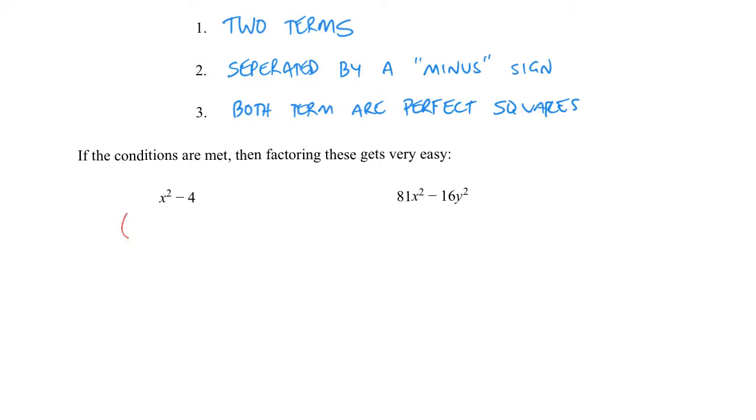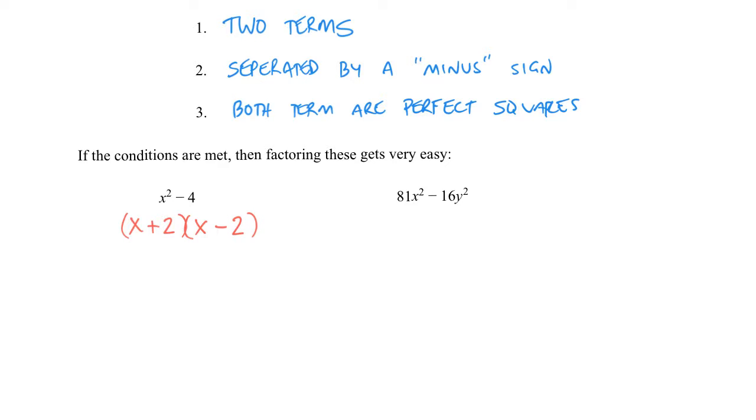So how do I factor it? Put 2 sets of parentheses, put 1 plus, 1 minus, and then you take the square root of each piece. So the square root of x squared is x. That's going to go here, x times x. And then the square root of 4 is 2. That's going to go in the back.